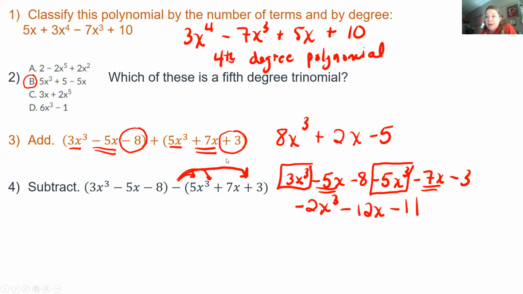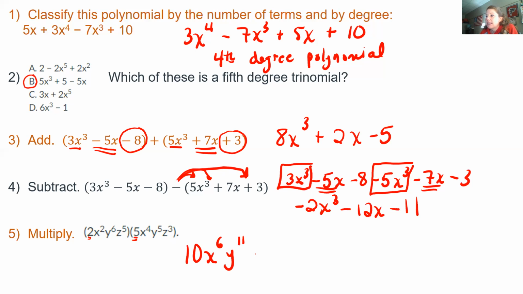I hope you guys are trying these by yourselves, and then you are just looking at the video to check your answers. So when we multiply, this is a monomial times a monomial. There's no plus or minus signs, so it's 1 term. Basically what we're going to do is multiply our coefficients. 5 times 2 is 10. And then for all of our variables that have the same bases that are being multiplied, we add those exponents. Y to the 11th and Z to the 8th.